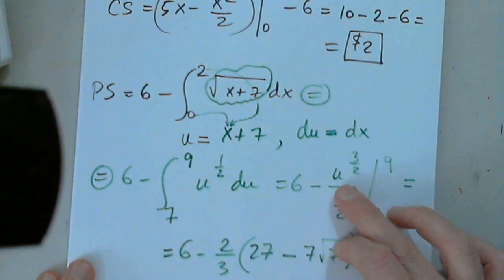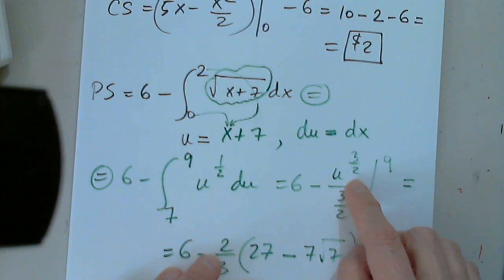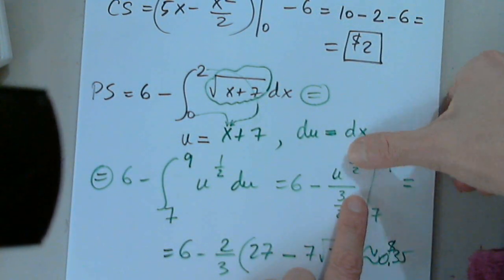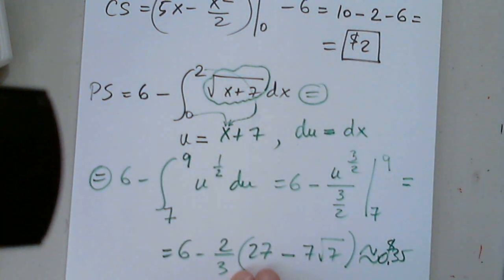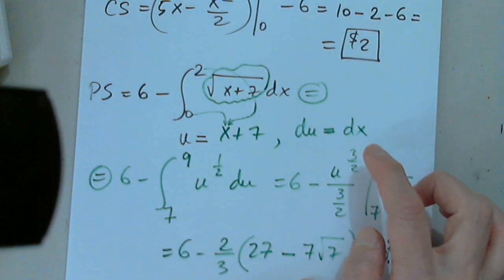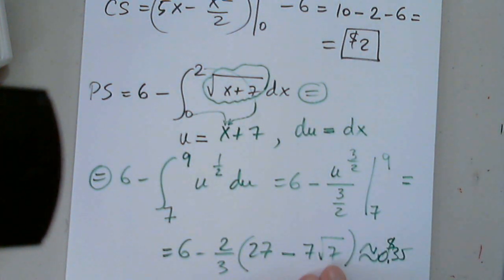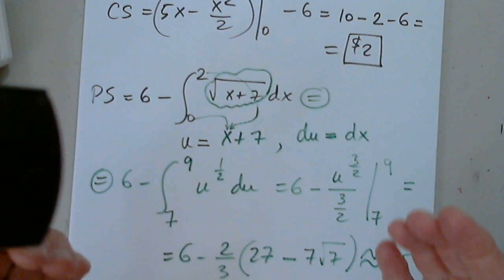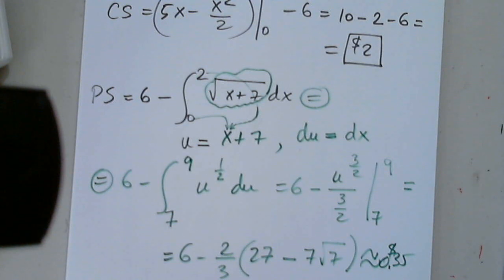Yes, so I have the 6. I have to flip the 3 halves, 2/3 in front. And then when I plug in 9, first I take the square root because it's 1/2. The square root of 9 is 3, but when I raise it to the 3rd power, I get 27. And then when I plug in 7, I have the square root of 7 3 times. So the square root of 7 times the square root of 7 is 7, and I also have another square root of 7. And then we plugged all this in the calculator, and we got roughly 35 cents. Is that okay? Yes.